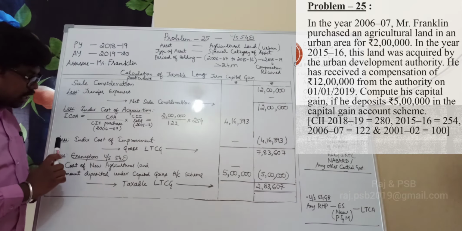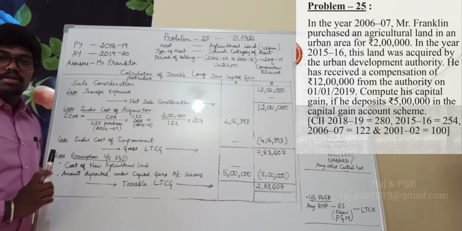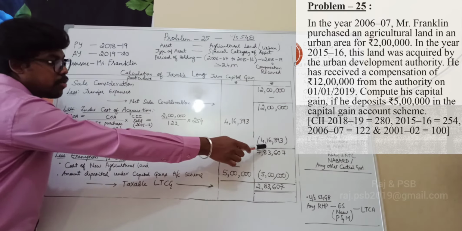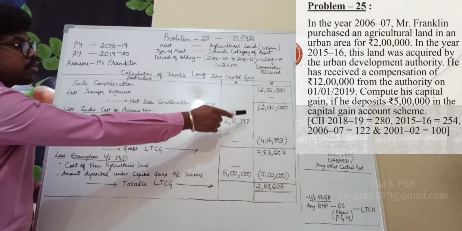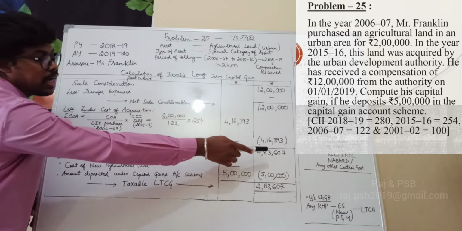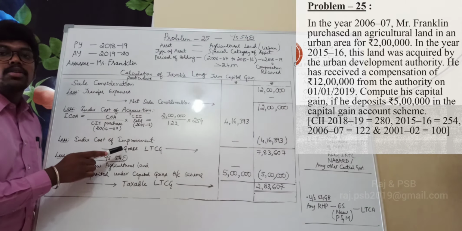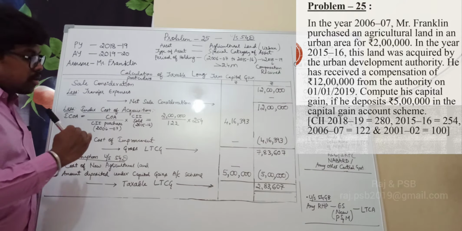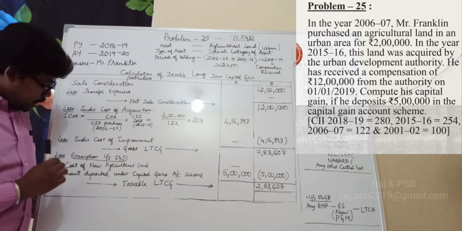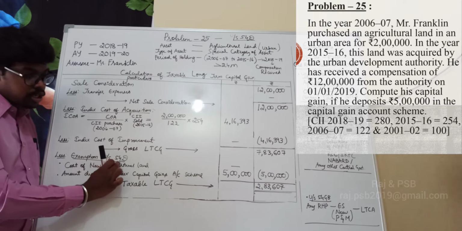4,16,393. There is no index cost of improvement, so it is nil. So the same amount will be brought down, that is 4,16,393 deducted from 12 lakh. So 7,83,607 will be treated as gross long term capital gain. So one part is done, and the second part is less exemption under section 54D.